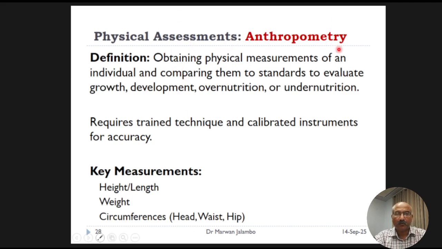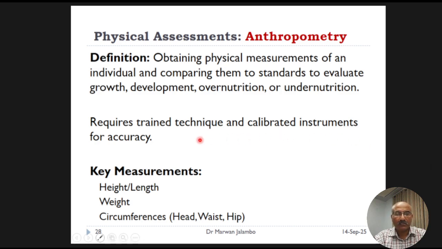Physical assessment anthropometry is the science of obtaining physical measurements of an individual and comparing them to established standards. These measurements help us to evaluate growth and development, as well as identify overnutrition or undernutrition. The key to good anthropometry is consistency and accuracy, which require proper training and the use of calibrated instruments.